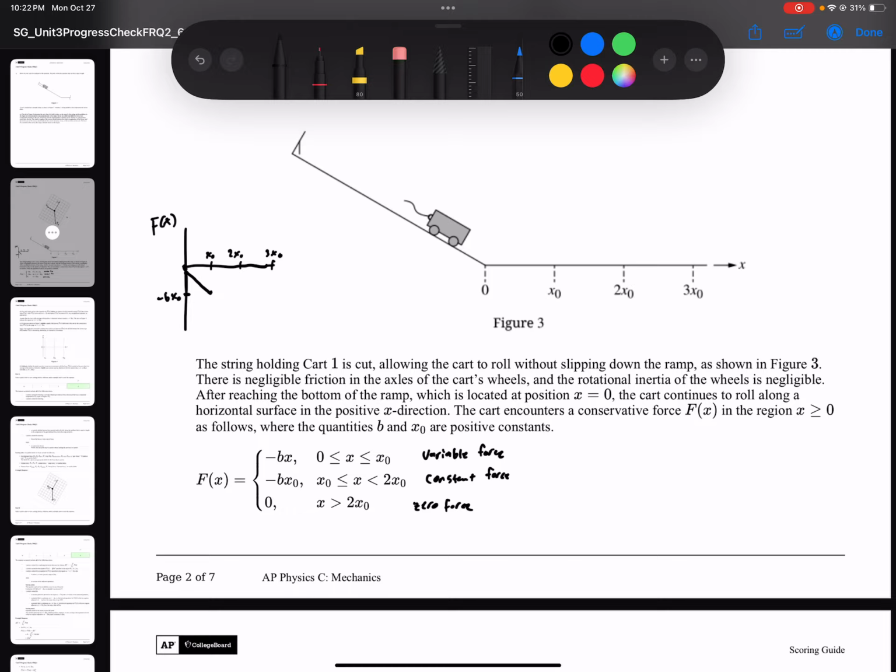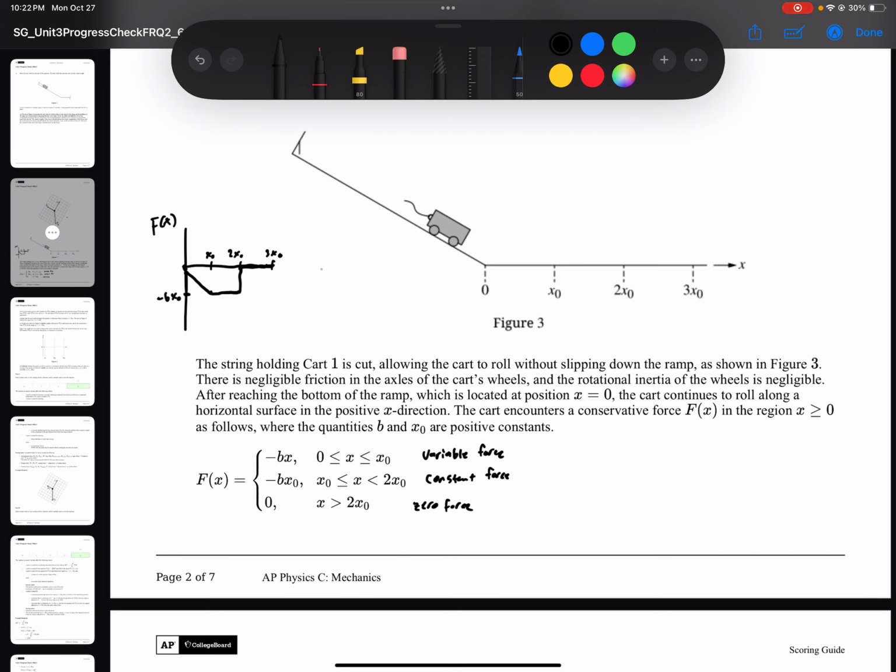So at x equals 0, the force is 0. At x equals x naught, the force is negative bx naught. Then from x naught to 2x naught, I have a constant force here. And then suddenly, it drops all the way down to 0.